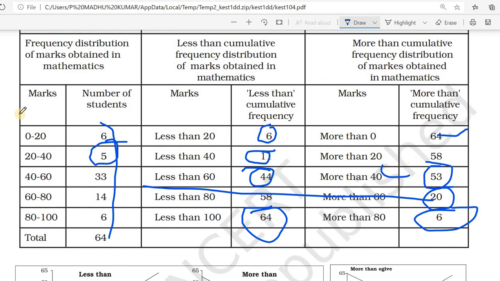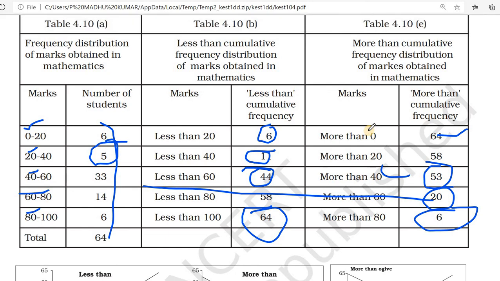Okay, then here we need to take the lower limits 0, 20, 40, 60, 80. For more than cumulative frequency, we need to take the lower limit. For less than cumulative frequency, we need to take the upper limit. Okay, how we can draw this, we will study in the next class.